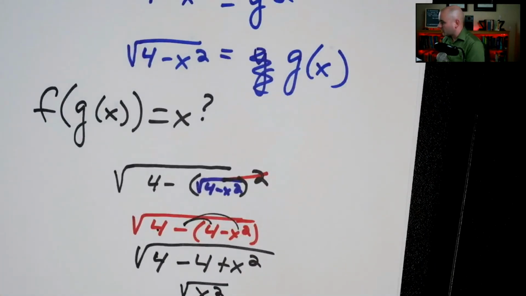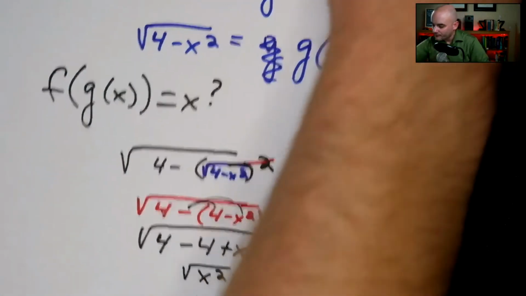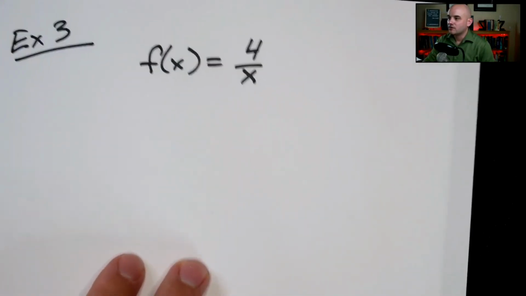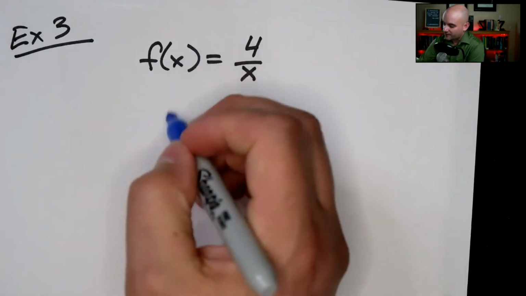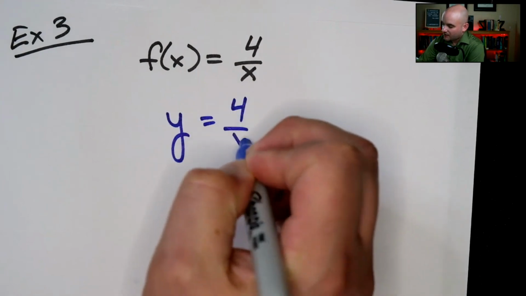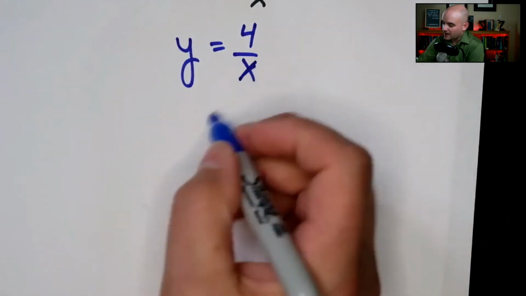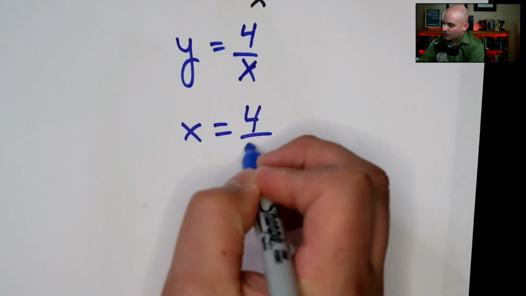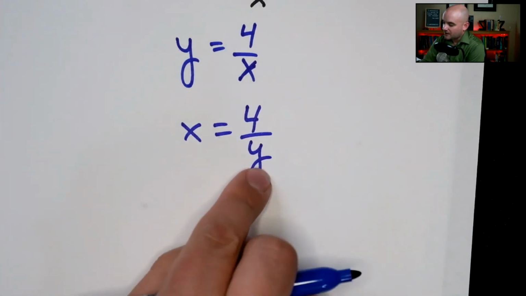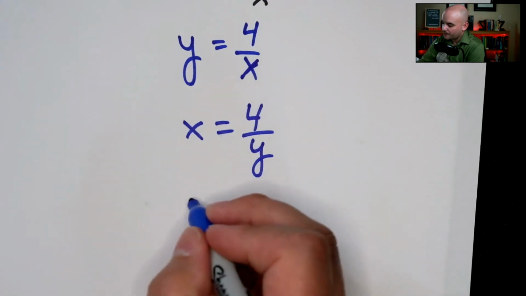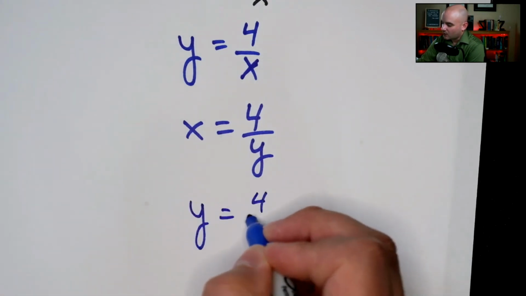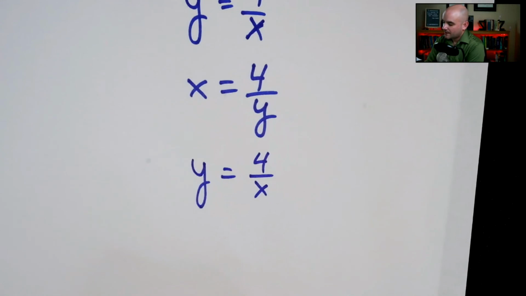Let's look at one more example here before we go. I'm going to take the f of x equals 4 over x. So once again, to find the inverse, we're going to go ahead and call the f of x y. Then we're going to switch the y and the x right here, and I get x equals 4 over y. And now I need to get y by itself. So I'm going to multiply both sides by y.